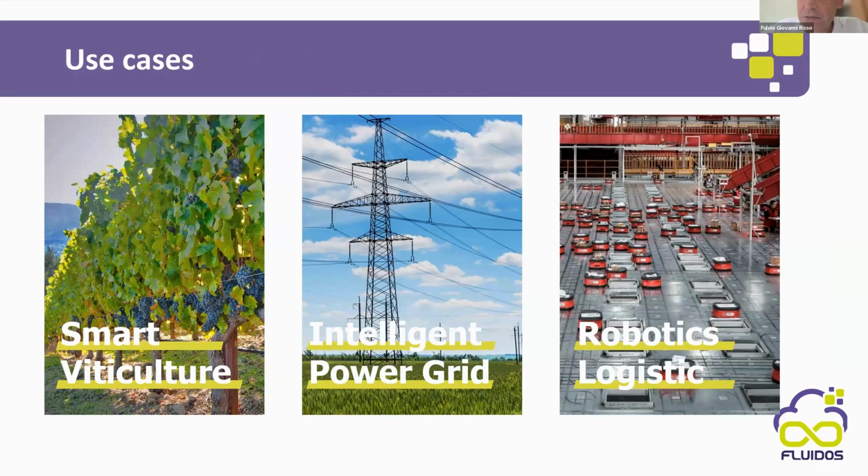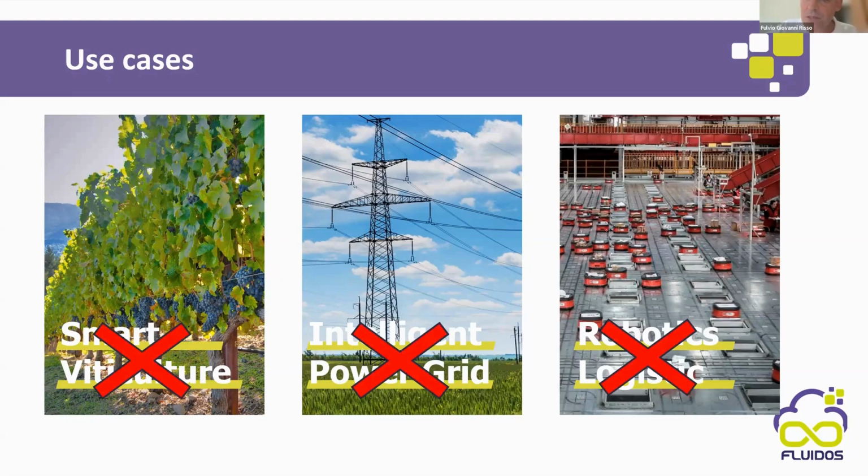And there is a very strong message here. So when we present our use cases to the general public, we talk about a smart viticulture, we talk about intelligent power grid, we talk about robotic logistics, but forget about that. Our use cases are actually not about smart viticulture, power grid, and robotics, are really not. Because smart viticulture, what does it matter with respect to transparency and computing continuum? So we have to translate the use case into technical use cases.